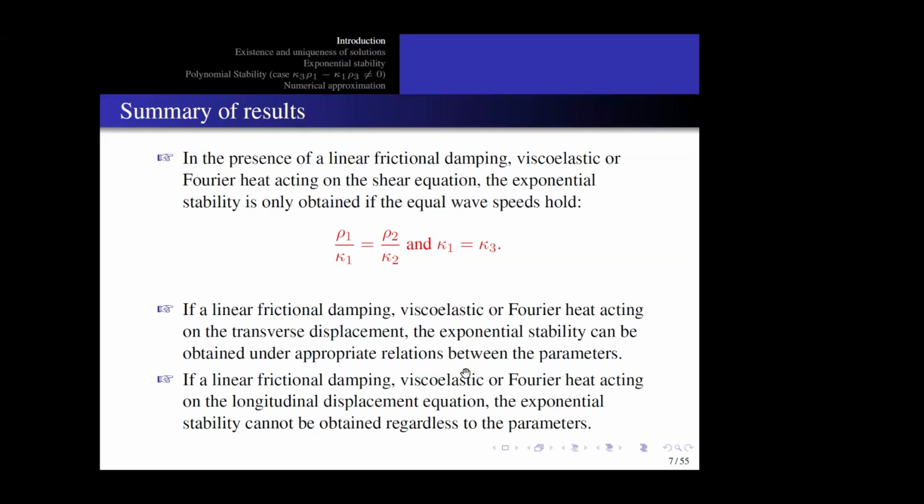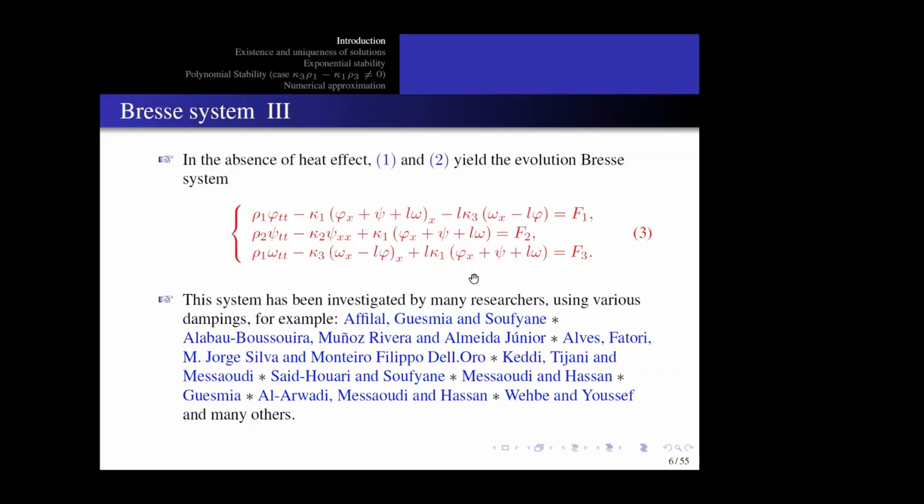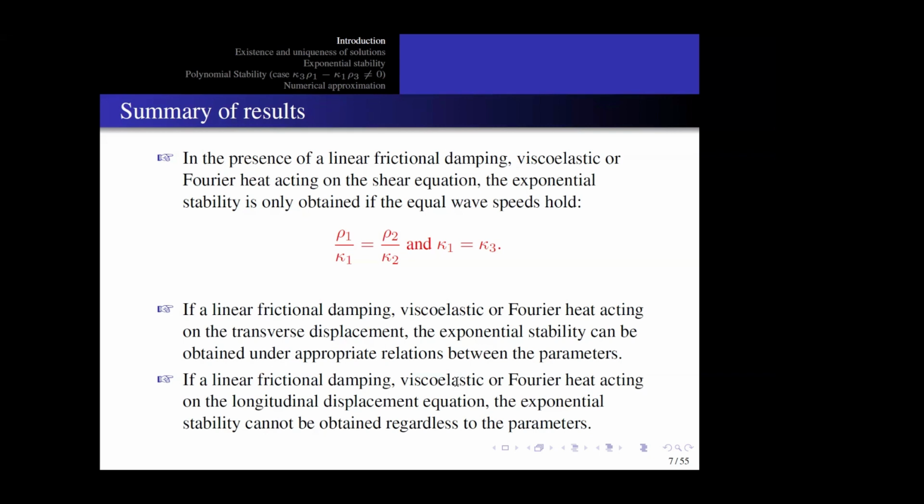But if you move this damping to the transverse displacement, which is the first equation, then you can also have exponential decay under some relations between the parameters or coefficients of the system. However, if we put the damping in the third equation, there will never be exponential stability, regardless of the parameters. You can see many results in this direction. I advise, for instance, the works of Issa Gasmiya.